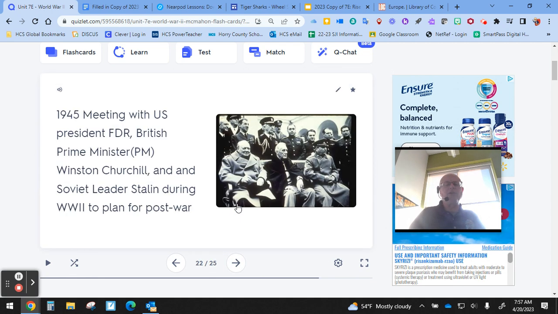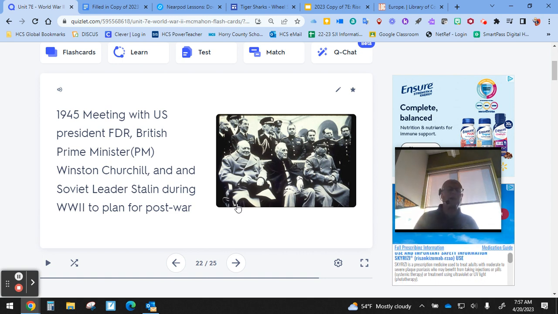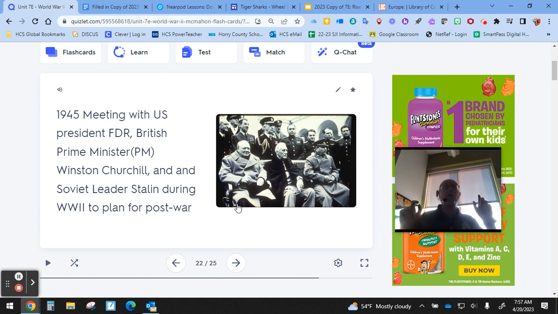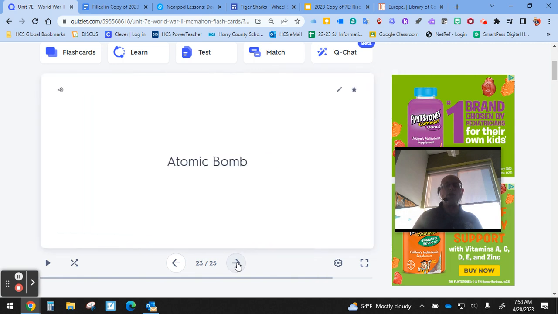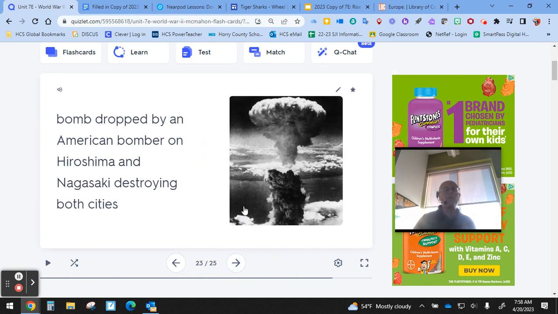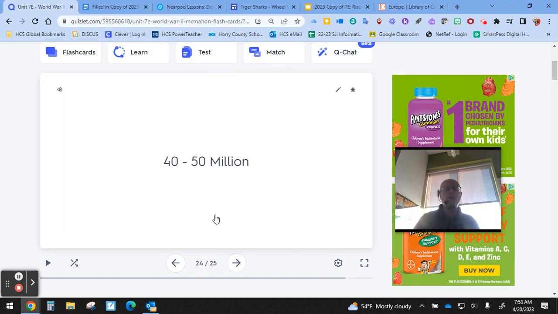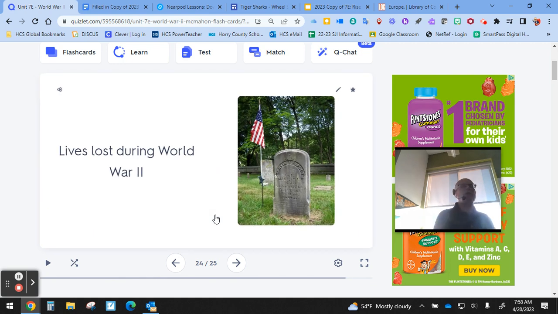The Yalta Conference. This was a meeting between the Allied powers, Winston Churchill, Great Britain, Joseph Stalin, Soviet Union, and Franklin Delano Roosevelt, United States. They got together to plan what are we going to do with Europe and what are we going to do specifically with Germany at the end of World War II. The atomic bomb. The United States drops the atomic bomb on Hiroshima and Nagasaki in Japan, destroying both cities. 40 to 50 million. This will be the amount of lives lost in World War II.